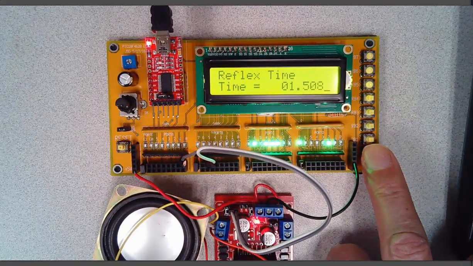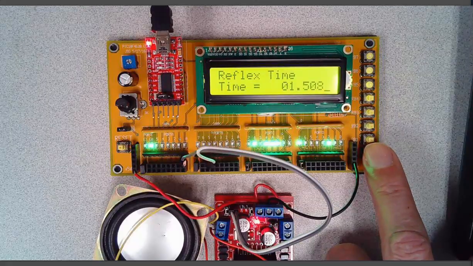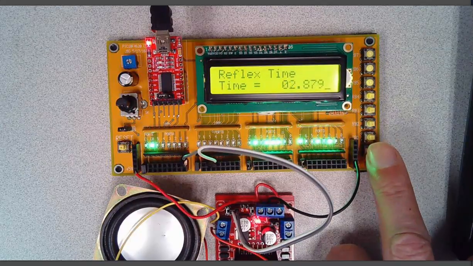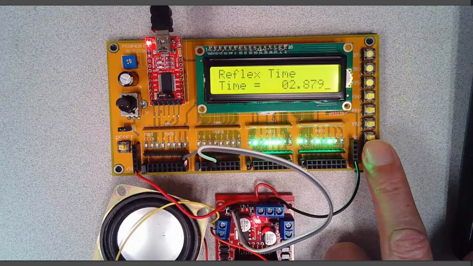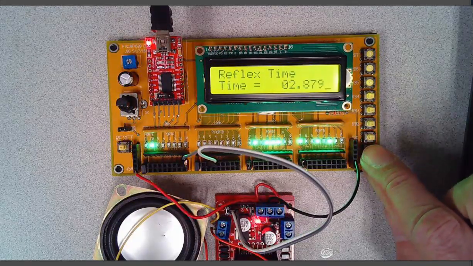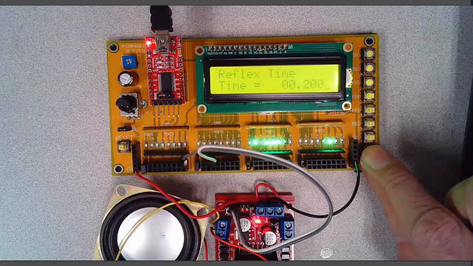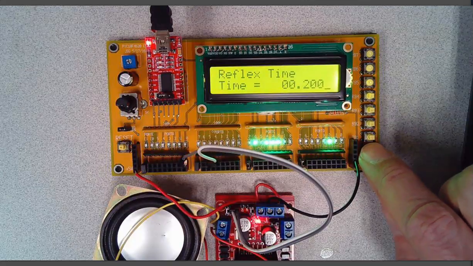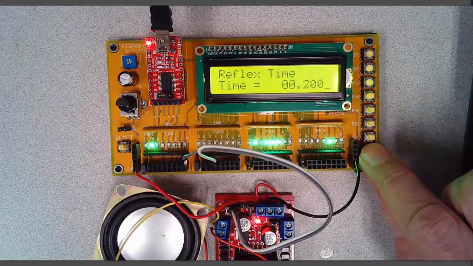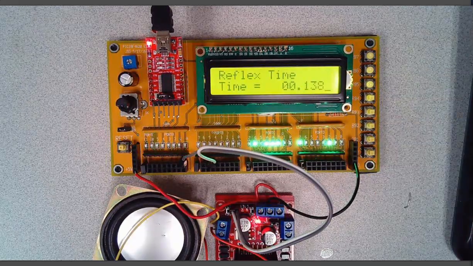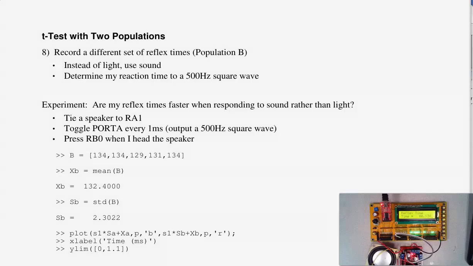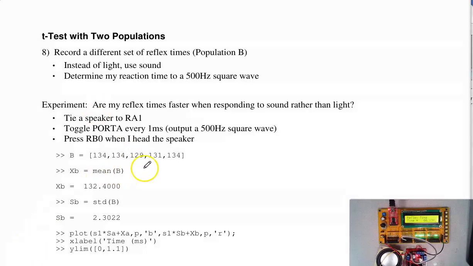So that's 1.58 seconds later. Let's try that again. One, two, three. About 3 seconds later. Looks good. Now let's go as fast as I can. 0.2 seconds. Try again. 0.138 seconds. So that's another way to run the experiment with sound rather than light.